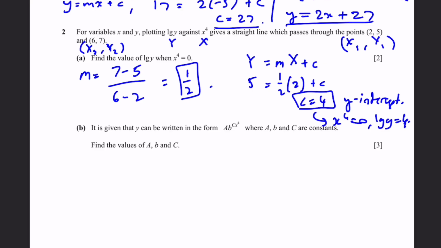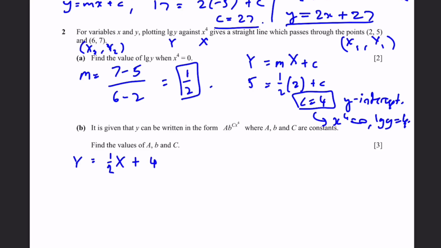Let's go to part B. Given that y can be written in the form a b to the power of c x to the power of 4, where a, b, c are constants, find these 3 values. Well, we found the line equation for y equals mx plus c. We can just substitute the values. Y is equal to half times capital X plus 4.